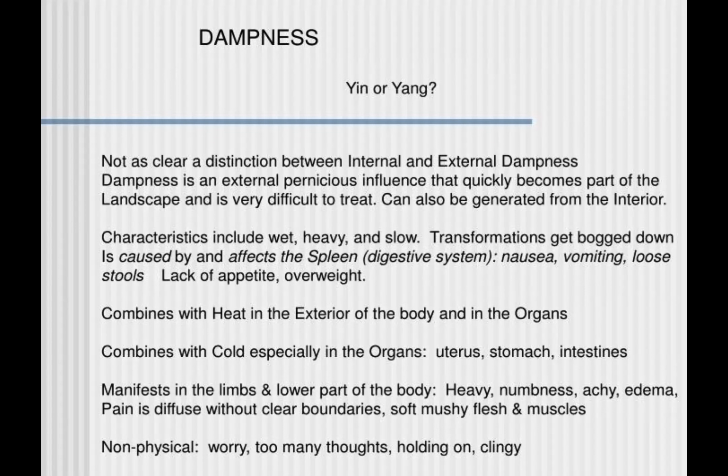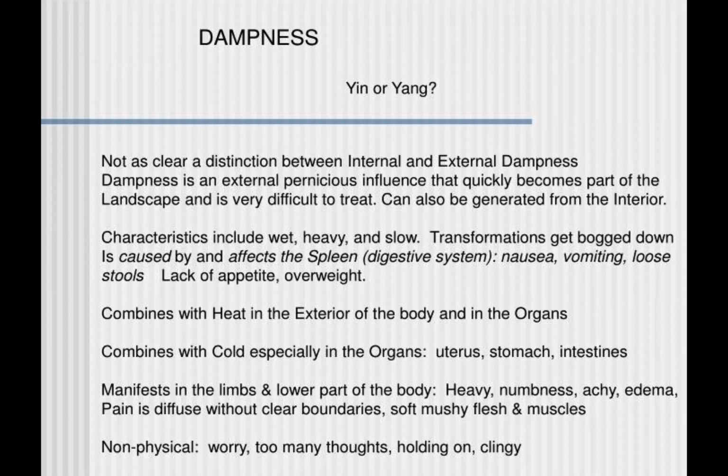Transformations get bogged down. It is caused by and affects the spleen, particularly the digestive system, like nausea, vomiting, loose stools, lack of appetite, and overweight. Combines with heat in the exterior of the body and in the organs. Combines with cold, especially in the organs, like uterus, stomach, and intestines.